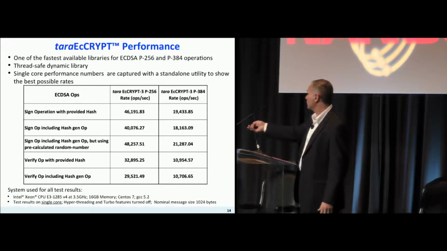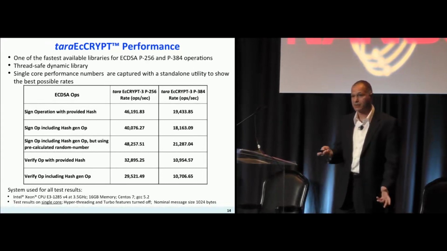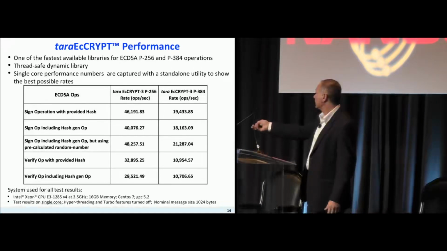Some of the numbers to remember here: doing the sign operations, whether a hash is provided or not, typically over 40,000 signature operations a second on a single core. And this is with a commodity CPU. And then the verify operations are around 30,000.